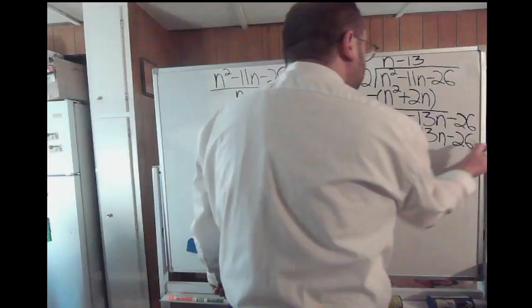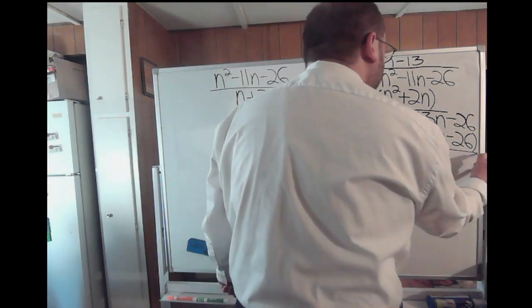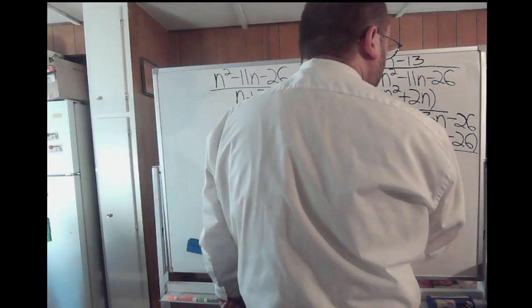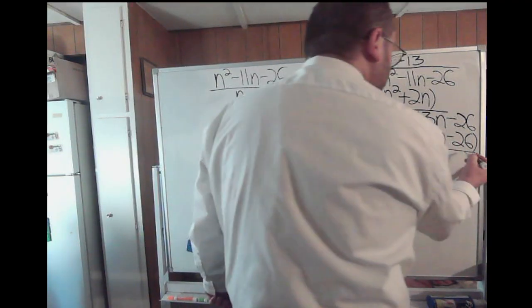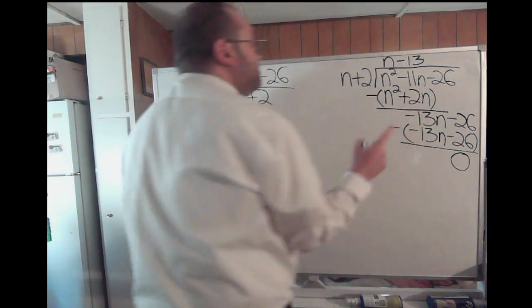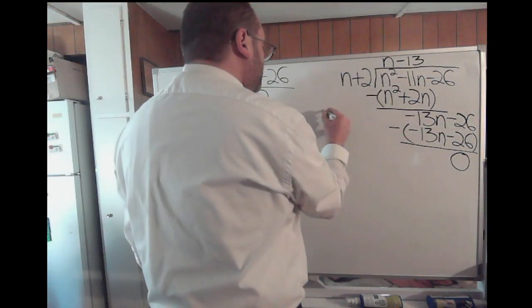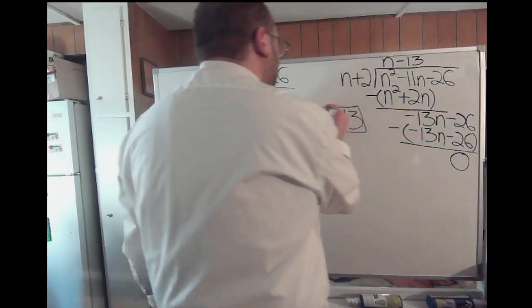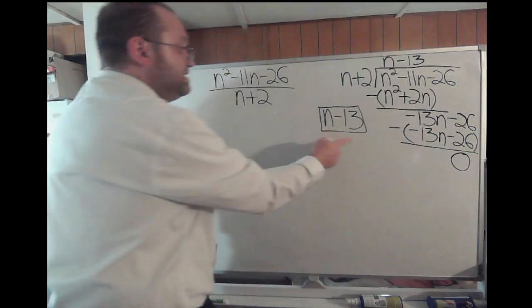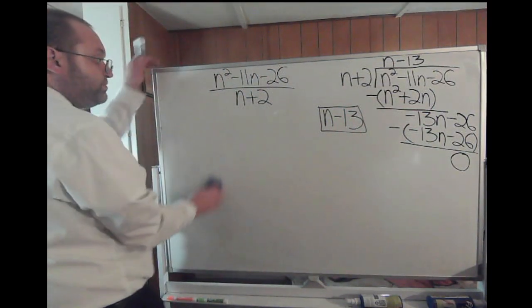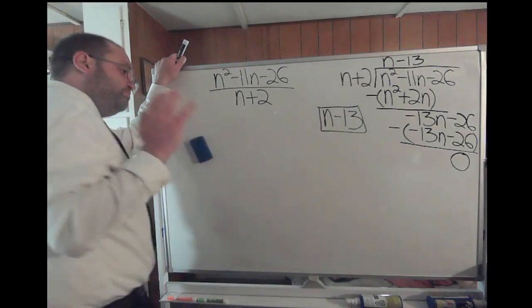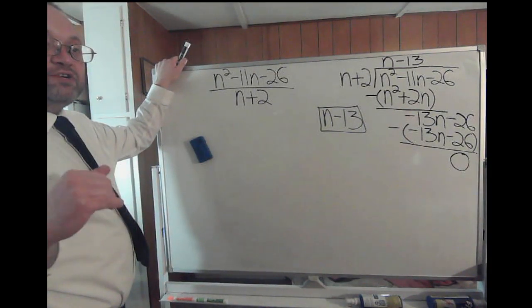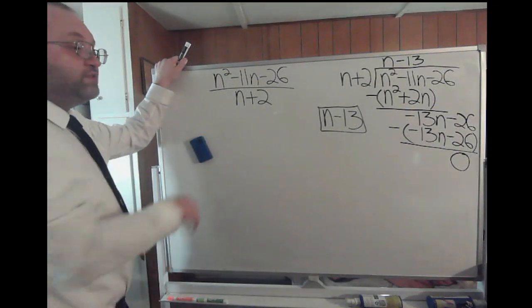So then you're just going to subtract what you just got from what you had in your dividend. Negative 13n plus 13n, that's 0. Negative 26 plus 26, that's 0. You have a remainder of 0. So the answer in your quotient would be n minus 13 with no remainder. You would end up getting n minus 13. And this long division is particularly useful if you know one of the factors already, but you don't have a clue what the other factor is.